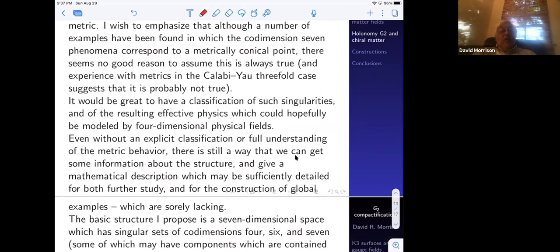We don't really know, aside from basically a handful of examples. But even without an explicit classification or a full understanding, we still might end up getting information about the structure and give some kind of mathematical description, which could be sufficiently detailed for further study and for the construction of global examples, which we don't really have.